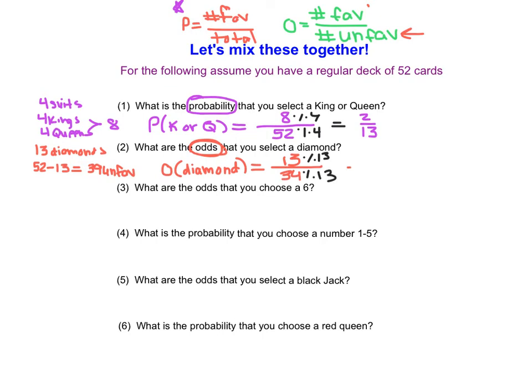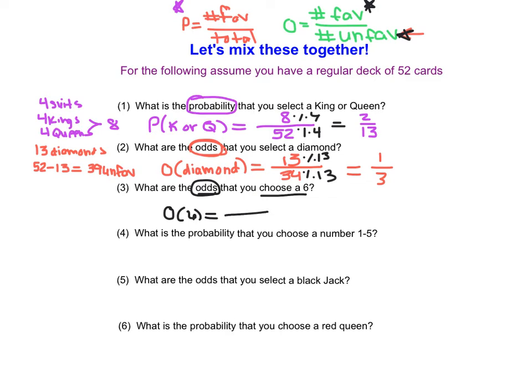So we end up with the odds of picking a diamond as the odds of 1 to 3. So now if we look at the next problem, the next one asks us to find the odds that we choose a 6. So we're doing odds again. So we're doing favorable outcomes over unfavorable outcomes. So odds that we choose a 6.